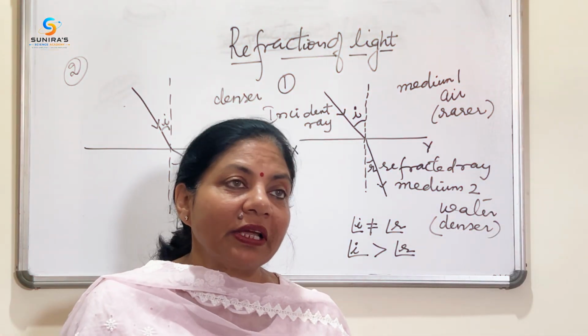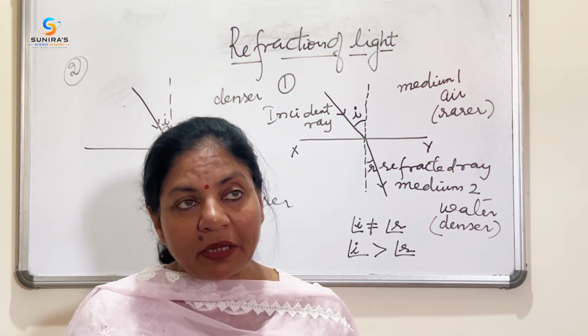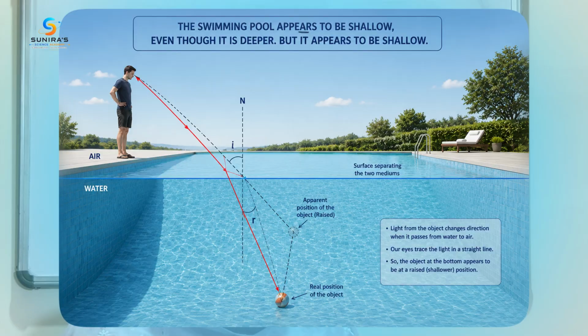Another example you can take is that the swimming pool appears to be shallow even though it is deeper. Reason? Refraction of light.